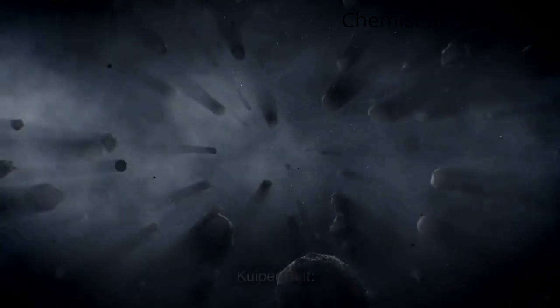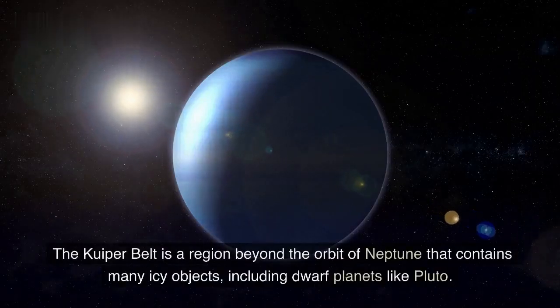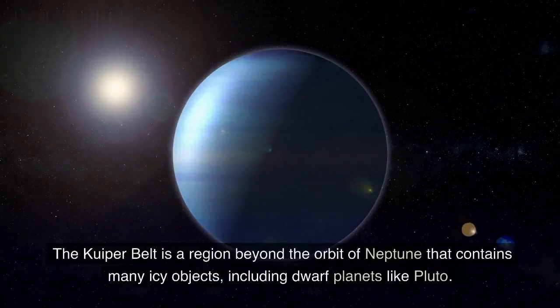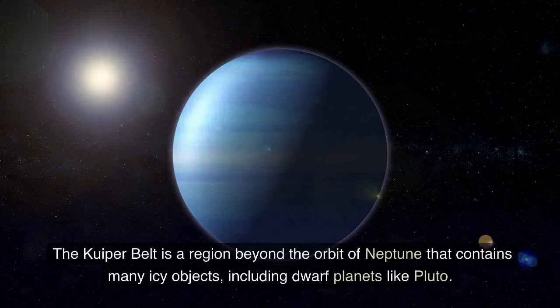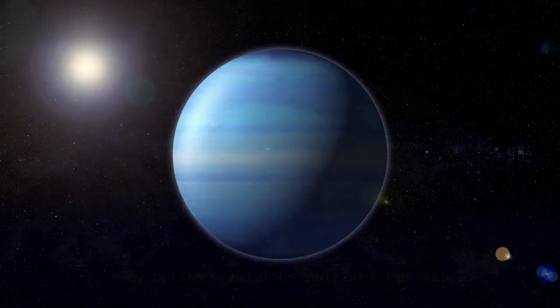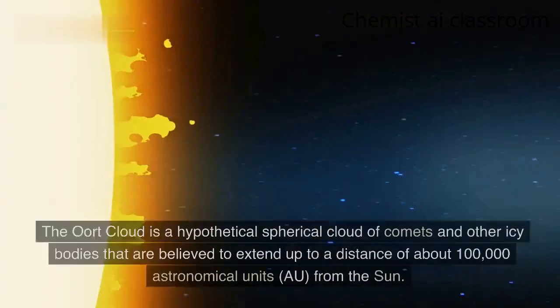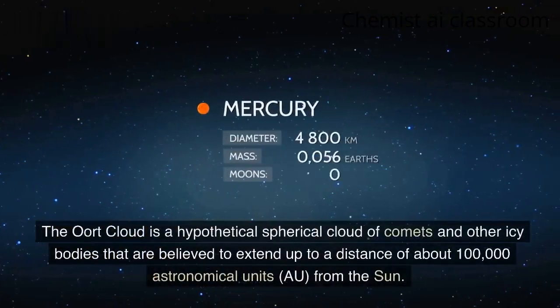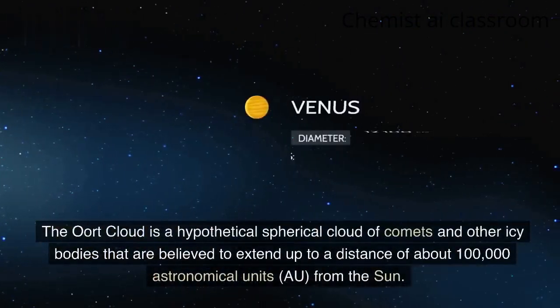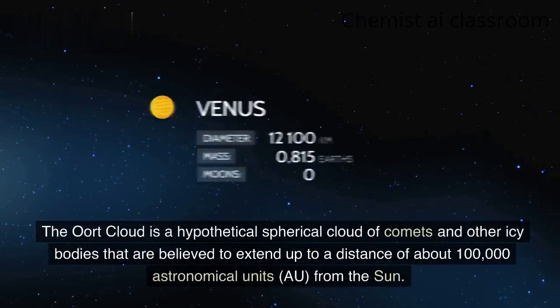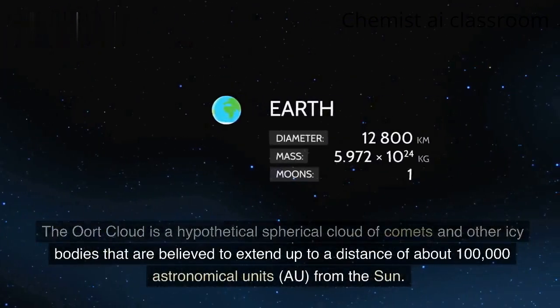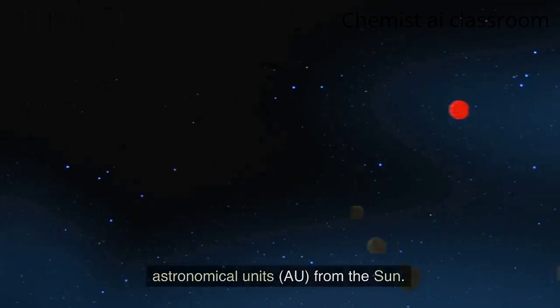Kuiper belt. The Kuiper belt is a region beyond the orbit of Neptune that contains many icy objects, including dwarf planets like Pluto. Oort cloud. The Oort cloud is a hypothetical spherical cloud of comets and other icy bodies that are believed to extend up to a distance of about 1 lakh astronomical units (AU) from the Sun.